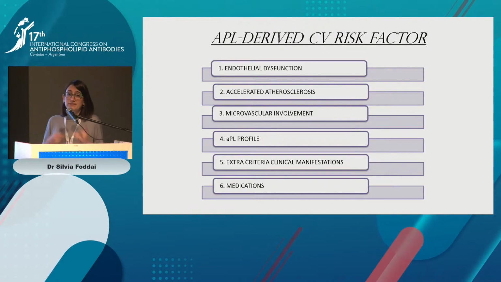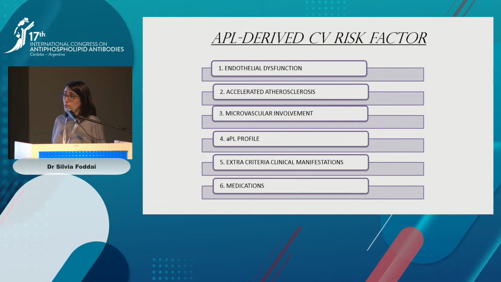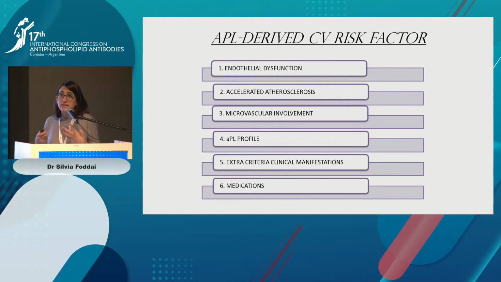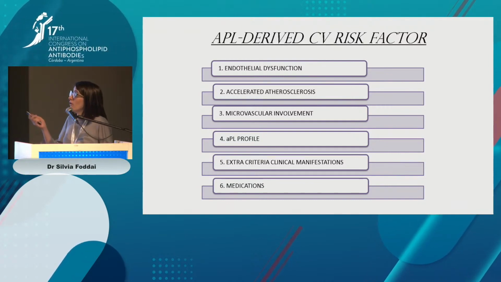Going a little bit deeper into APS and the cardiovascular risk related to aPL presence, I propose to you different types of mechanisms through which aPL participate in the development of cardiovascular risk. First of all, endothelial dysfunction, then accelerated atherosclerosis, microvascular involvement, aPL profile, extra-criteria clinical manifestations, and medications.